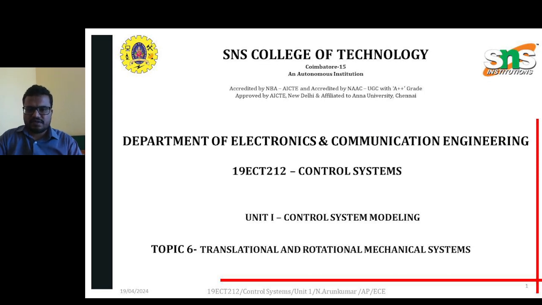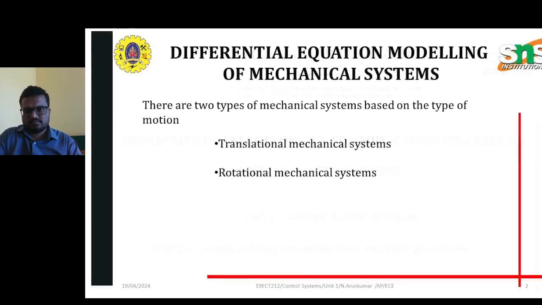In this video, we are going to see translational and rotational mechanical systems, the differential equations modeling of mechanical systems. There are two types of mechanical system based on the type of motions. First one is translational mechanical system. Second one is rotational mechanical system.